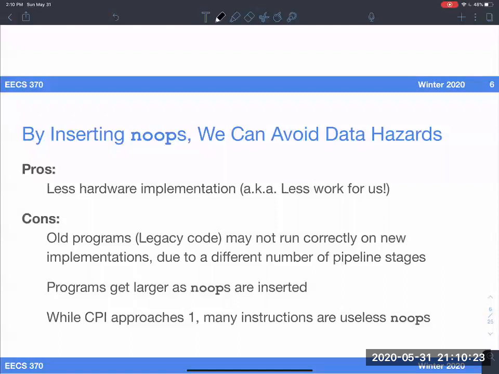Old programs, legacy code, may not run correctly on new implementations due to a different number of pipeline stages. The number of no-ops we insert into the assembly code is dependent on the number of stages. So if we were to double the number of stages in our LC2K pipeline data path, we might have to insert way more no-ops, and legacy code that only inserted the 2 no-ops we needed may or may not work anymore. Programs also get larger as no-ops are inserted, and while the CPI approaches 1, many instructions are useless no-ops. So even though the CPI is 1, we still don't have terribly great performance.